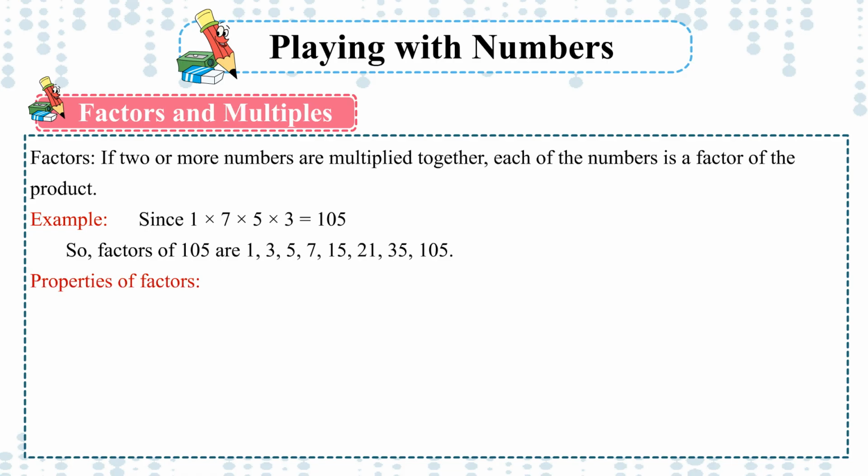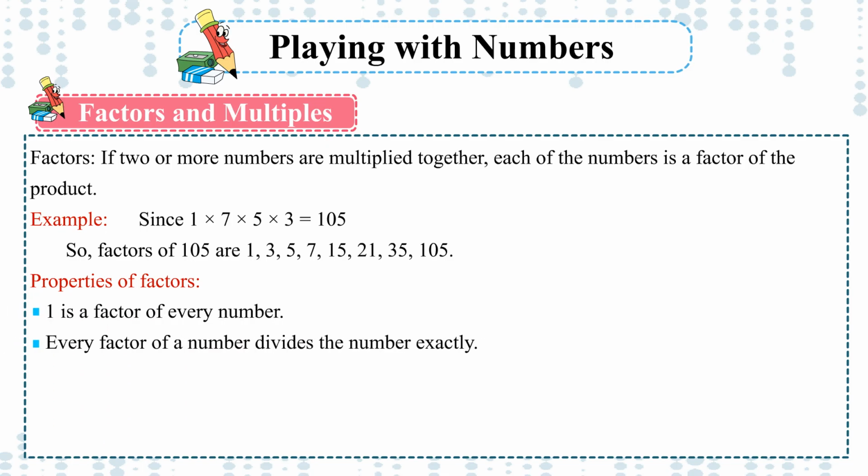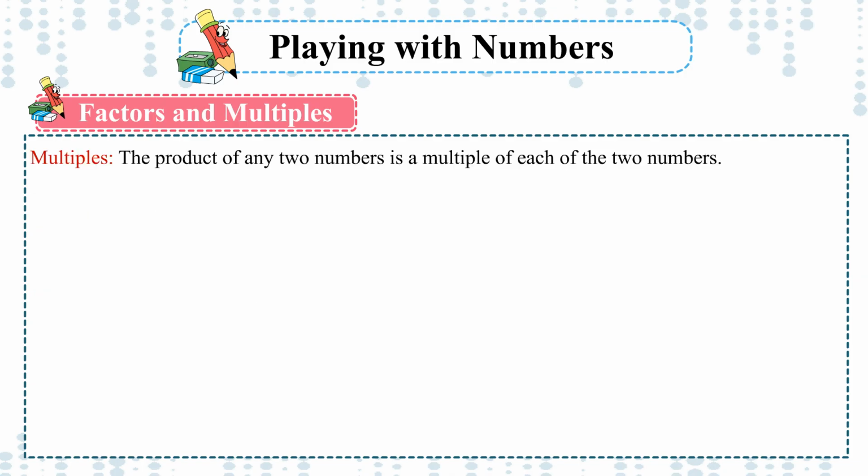Properties of factors. 1 is a factor of every number. Every factor of a number divides the number exactly. The number of factors of a number is finite. Multiples. The product of any two numbers is a multiple of each of the two numbers.